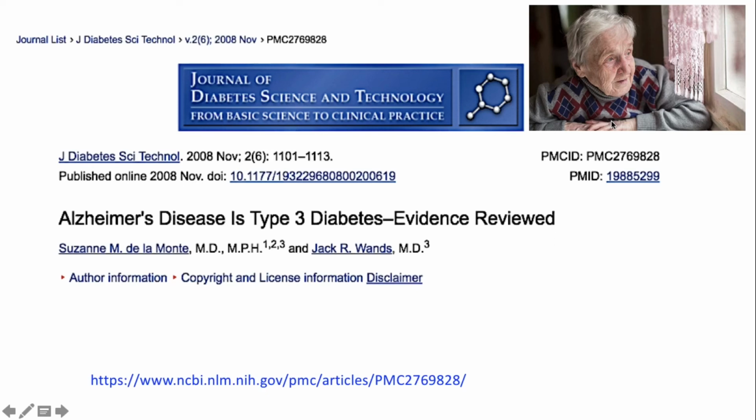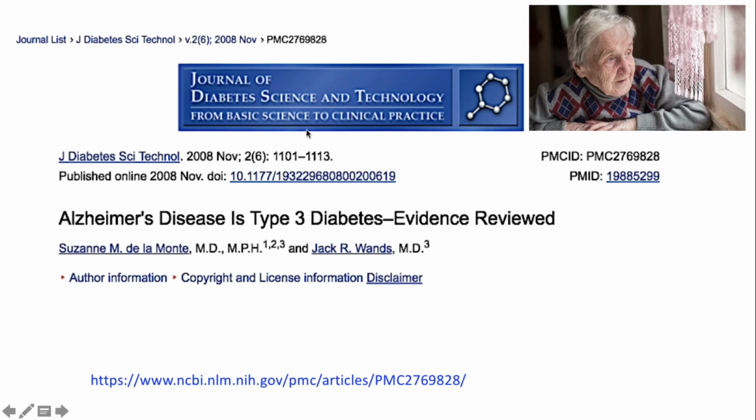So this is the type 3 DM. And in this study, it was found out that type 3 diabetes mellitus corresponds to a chronic insulin resistance, just like type 2 DM. But in this case, there is an insulin deficiency state that is largely confined to the brain. So that is the study of the Journal of Diabetes Science and Technology.